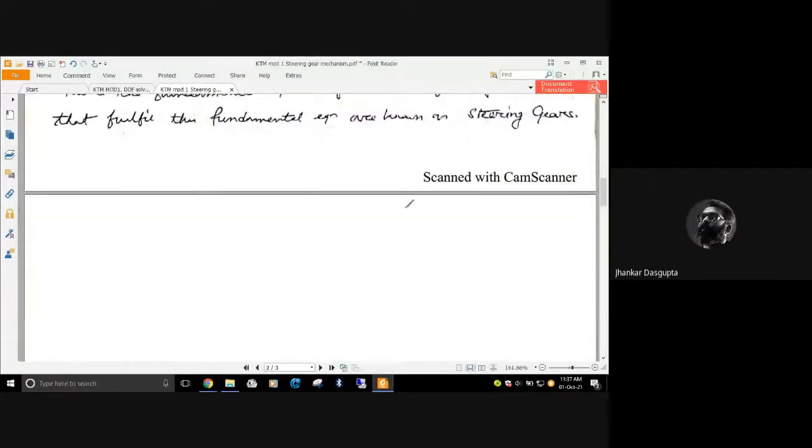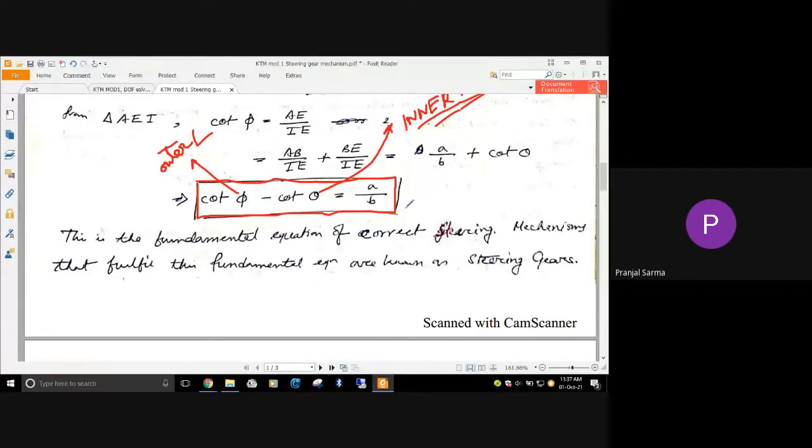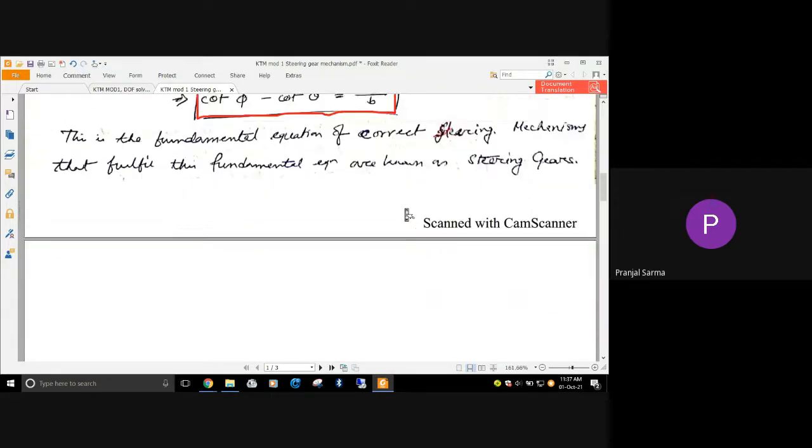Okay. So generally we prefer the Ackerman steering gear over the Davis steering gear because of the advantages that we gain by using Ackerman.